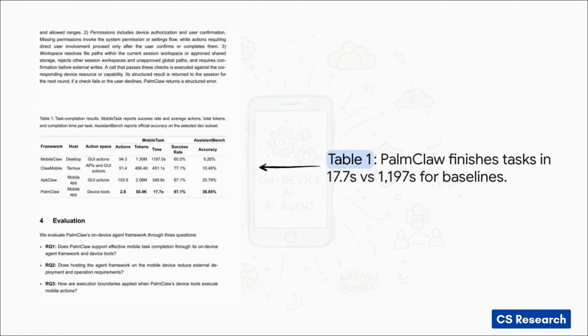No way. Now scan down to the bottom row, PalmClaw. Because it uses direct device tools instead of pretending to swipe a screen, it only needed 2.8 actions, it took 17.7 seconds, and the success rate jumped to 97.1%. We're talking about going from 20 minutes of fumbling around a screen to 17 seconds of precise native execution. It's truly night and day.